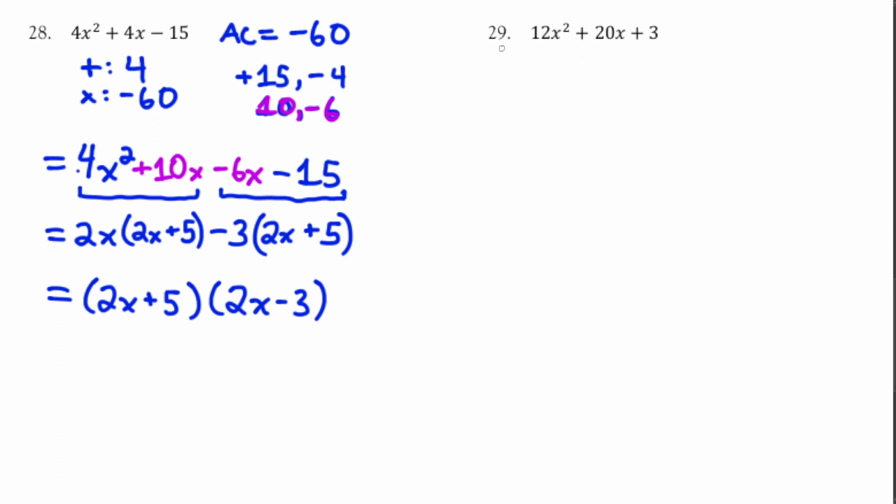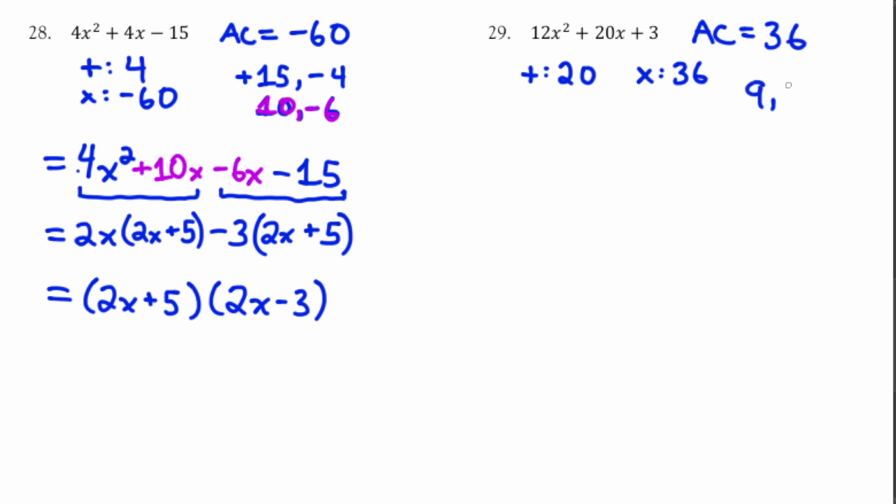How about number 29? Again, gross 12, so I'll find AC. AC is what I want the two numbers to multiply to. I still want the numbers to add up to B, so they add up to 20. Two numbers that add up to 20 and multiply to 36.